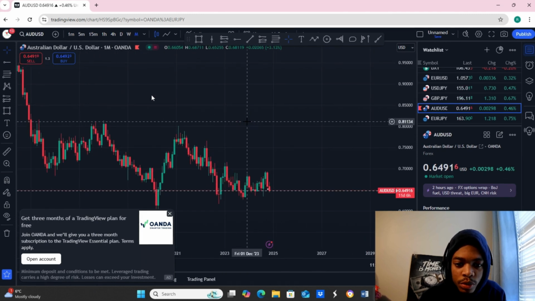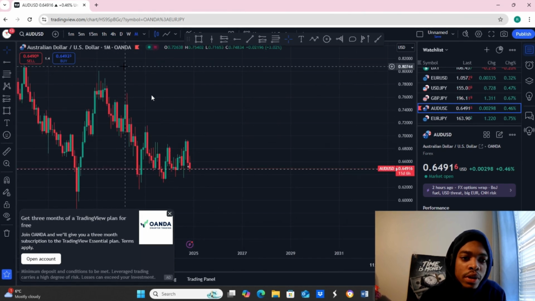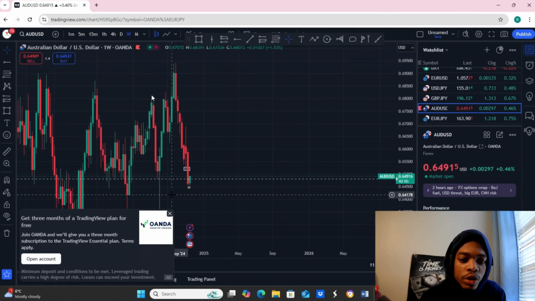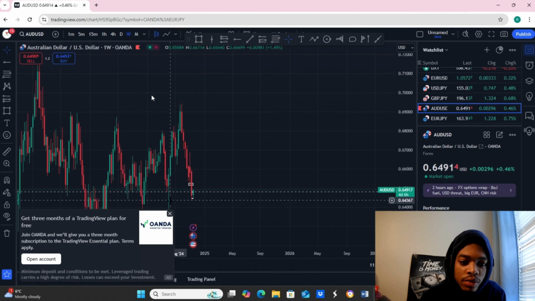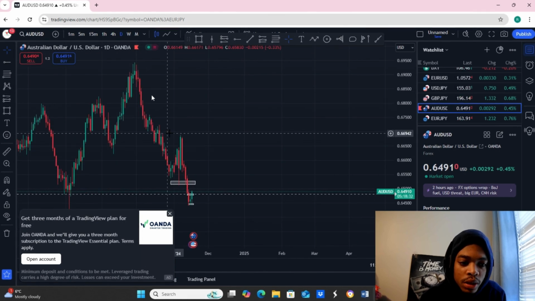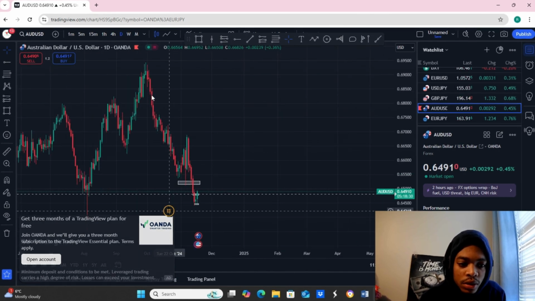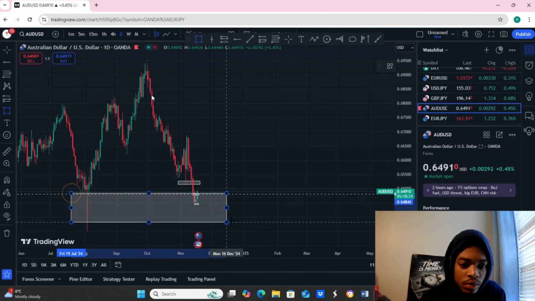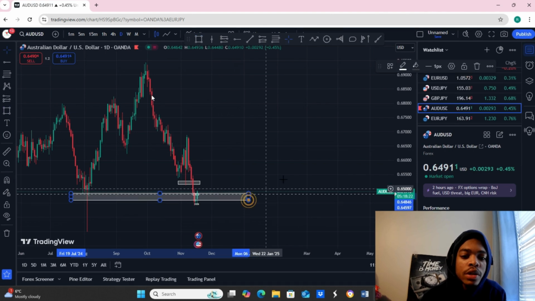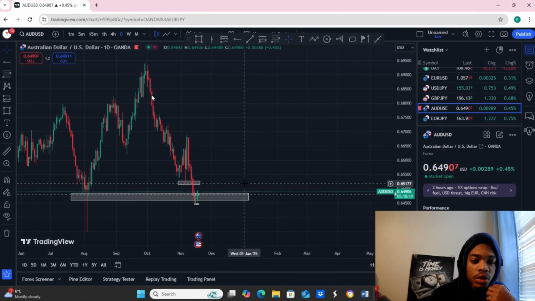From a higher perspective, things look bullish for AUD USD. From a weekly perspective, however, we're seeing price bouncing off this area of resistance right here. Initially price was going down, we wicked, we pushed up to the upside, and now we're currently at this zone again. So price is forming a reaction to the upside from a weekly perspective. We can draw our zone right here to see where price is reacting from.